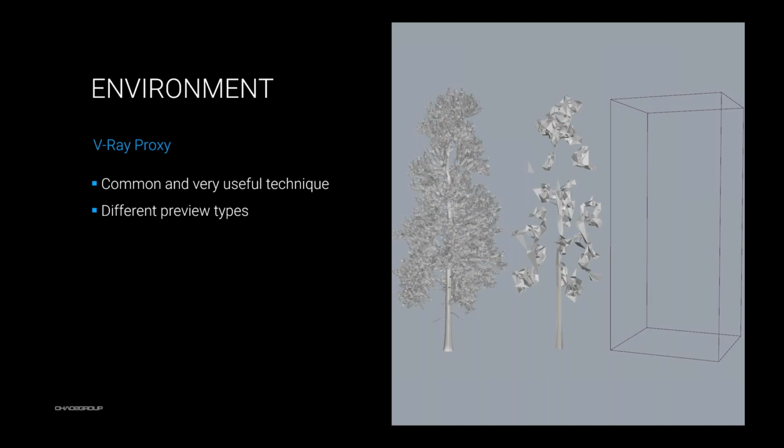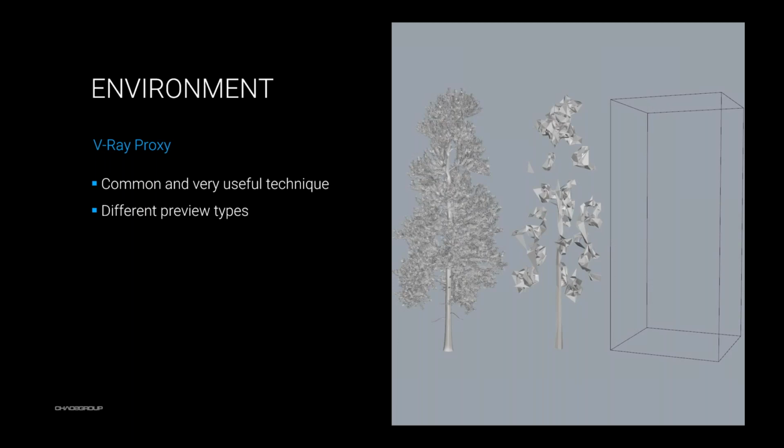We have different preview types. The first one that you can see right here is the full geometry preview, which I'm not going to use. The second one is a simplified mesh, and that simplified mesh will just indicate where the geometry is, in that case the tree, and it will give brief information about the size. But when you hit the render button, you end up with a really nice tree.